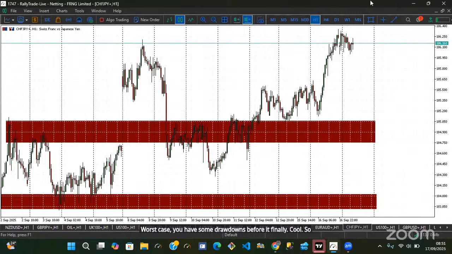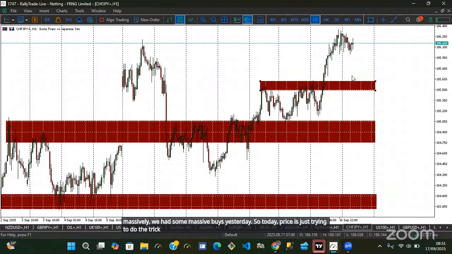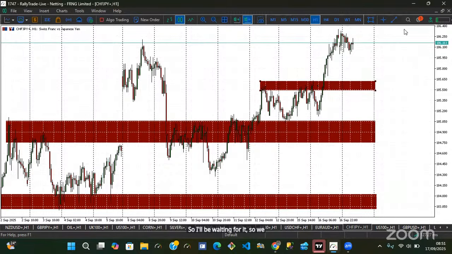So you can see massively, we had some massive buys yesterday. So today price is just trying to retrace. So we can be waiting for it somewhere around here for us to keep buying CHF JPY again.